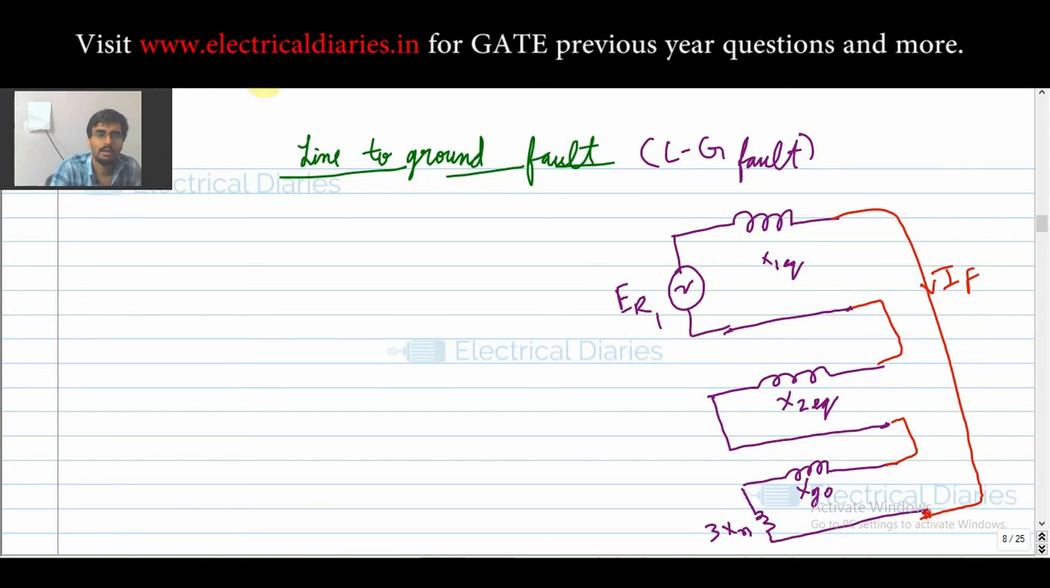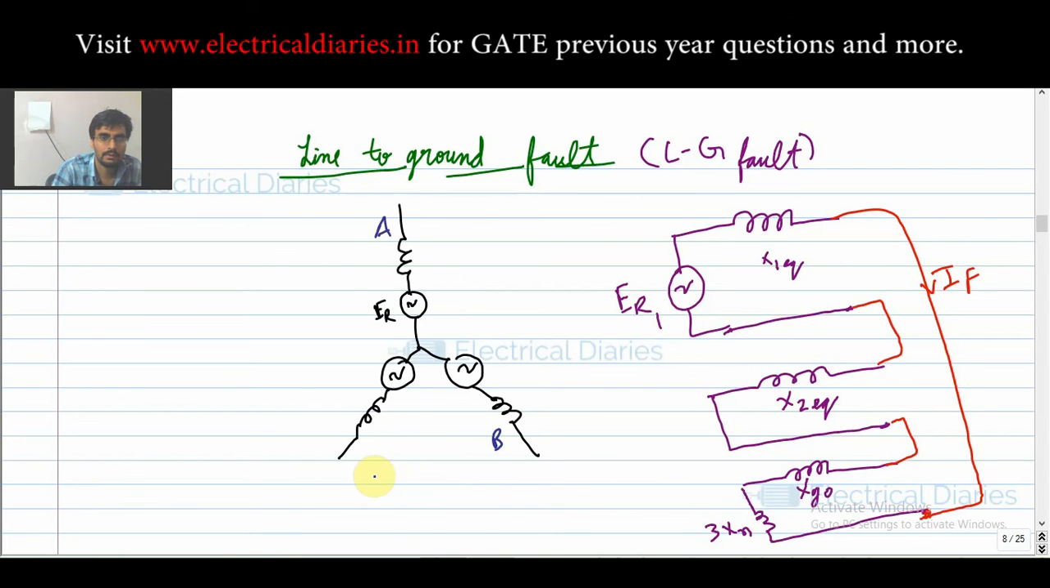Now let us try to understand what is actually happening. See, this is your stator. LG fault means, let us say this is A phase, this is B phase, this is C phase. So in A phase you have a fault, and this is the ground, so you have a fault. That is, it is in this fashion. So this is IF.